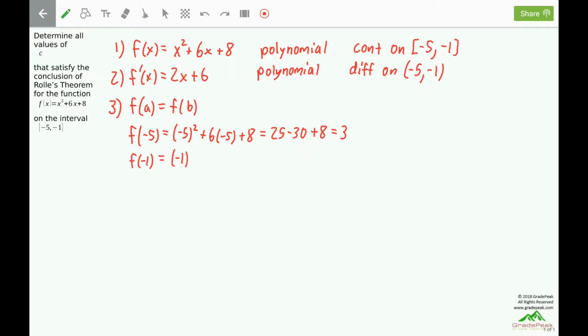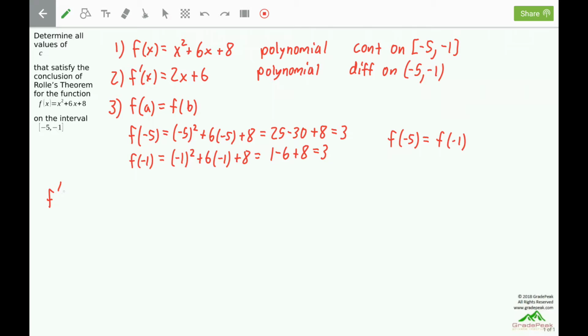f of -1 will be -1 squared plus 6 times -1 plus 8. -1 squared is 1. 6 times -1 will be -6, plus 8. 1 minus 6 is -5, plus 8, which comes out also to 3. So we have f of -5 does equal f of -1. Condition 3 holds true. All three conditions hold true here. Therefore, Rolle's theorem does apply.